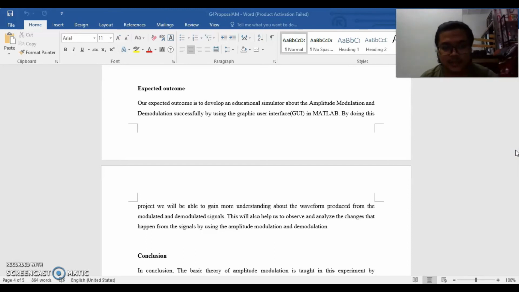Here I will explain about our expected outcome, which is to develop an educational simulator about amplitude modulation and demodulation successfully by using the graphical user interface in MATLAB.